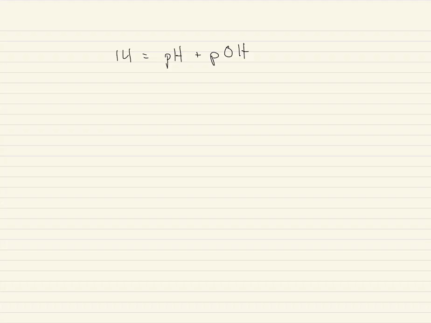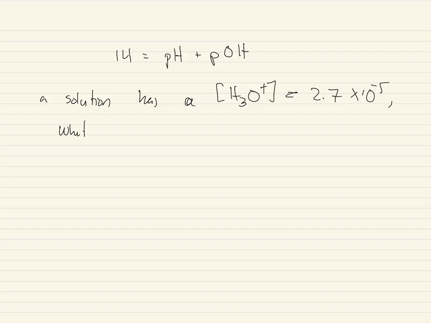But if we have a solution that has a concentration of hydronium of 2.7 times 10 to the minus 5, what is the pOH of this solution? All right, so using all the relationships that we've just defined or restated, figure out what the pOH of this solution should be.